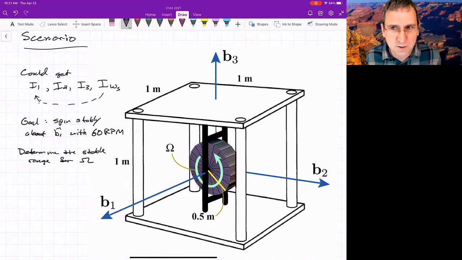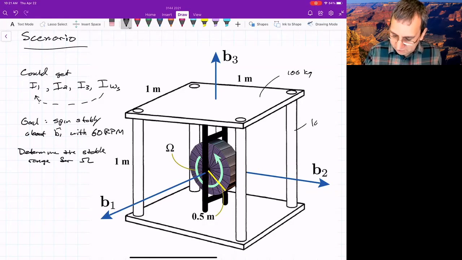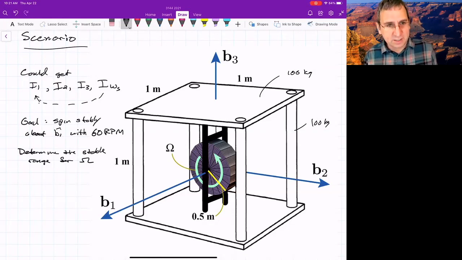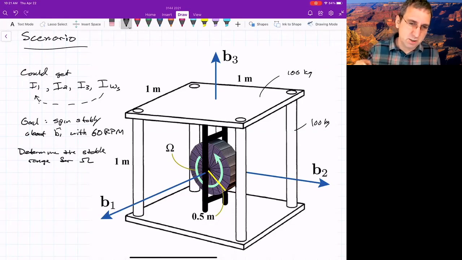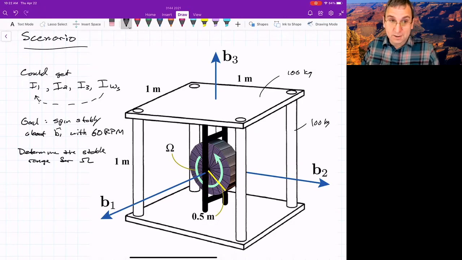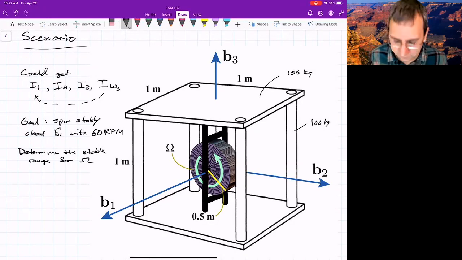It does take some time to think about. If this top plate is 100 kilograms, and everything's 100 kilograms or whatever, then figure it out, use the parallel axis theorem. It is important that the flywheel is centered at the center of mass, and you can assume that. Kind of looks like it is. Maybe everything's an instrument, so all you need to know is its mass. You don't need to know what it does, at least for now. So I think you can handle that scenario.